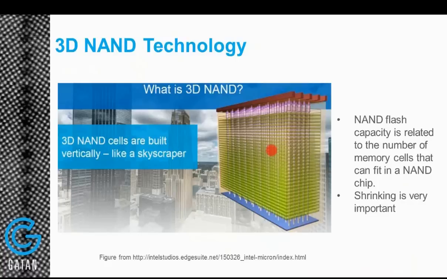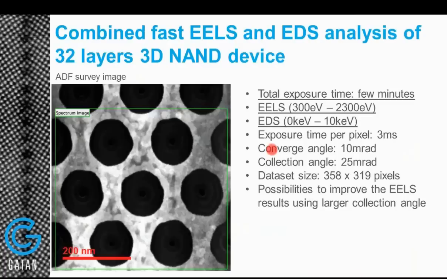Okay. So we looked at this sample in two different orientations inside the STEM microscope. This is a cross-section looking on top of each cell. This is a STEM image.